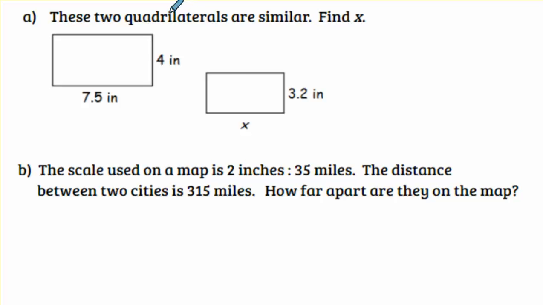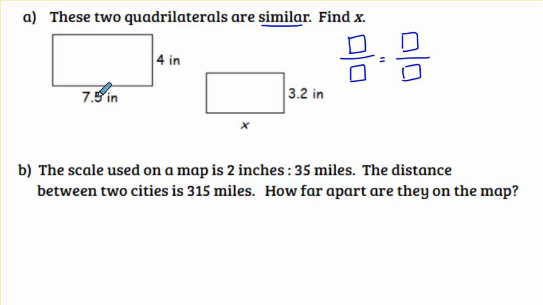When we're told that two shapes like these quadrilaterals are similar, that means that their angles are the same, and more importantly in this case, their sides are proportional. So we know we're going to set up a proportion. We're going to have something over something equals something over something. And what's very, very important is the order.